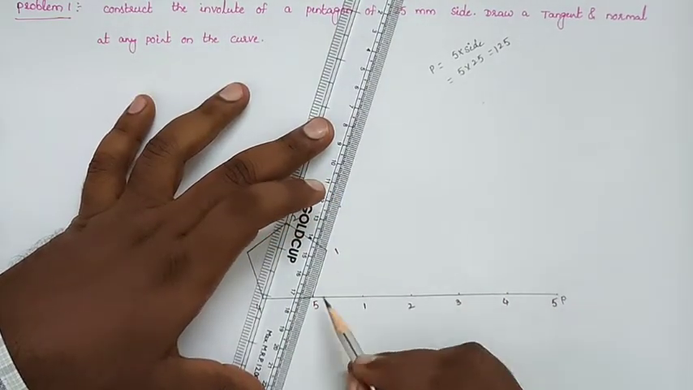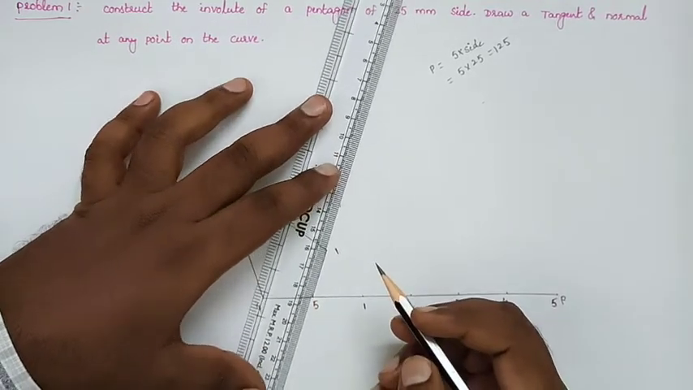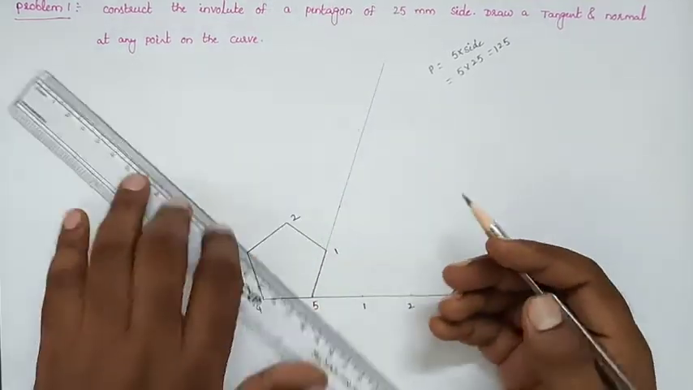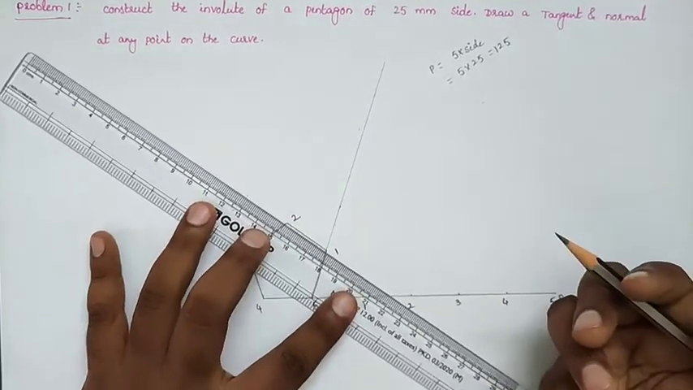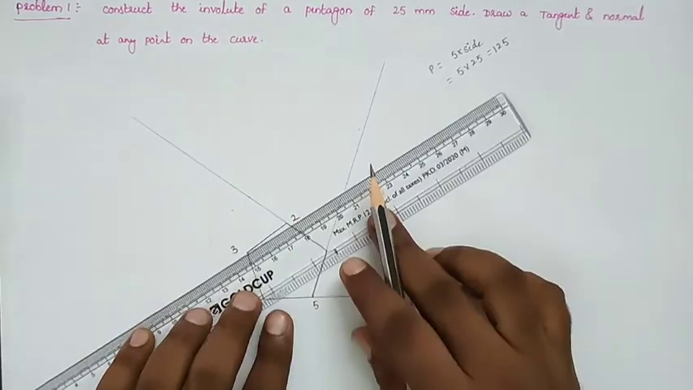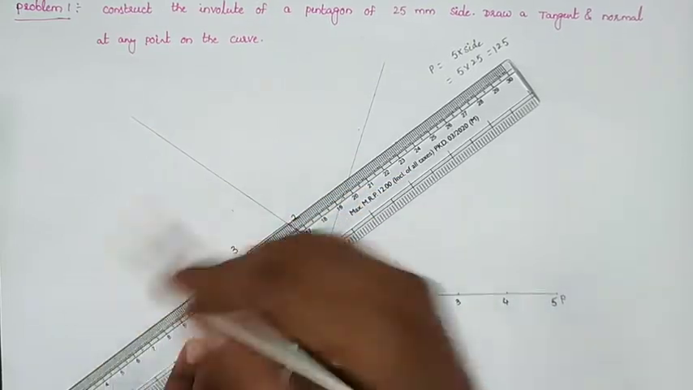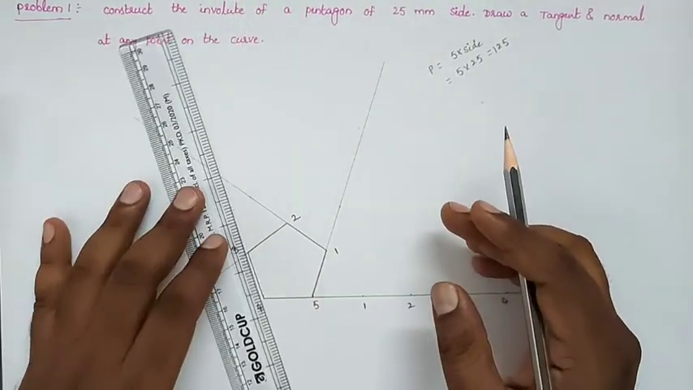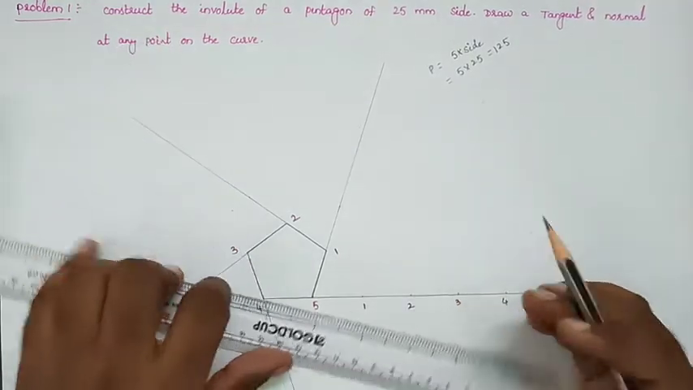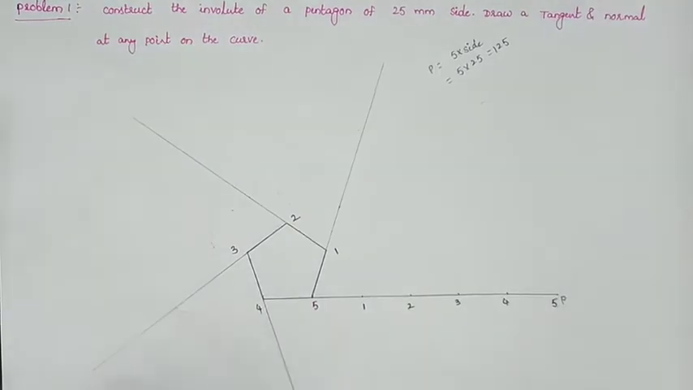Now from all the sides, that means from 5, 1, 1, 2, 2, 3 and 3, 4 and 4, 5, we'll draw the extension lines. Producing the lines from 5, 1, similarly 1 to 2, we'll produce the lines like that. Similarly from 2 to 3, producing the lines in this direction. From 3 to 4 also producing the lines. Similarly 4 to 5, if you produce the lines, we'll get the horizontal line like that.